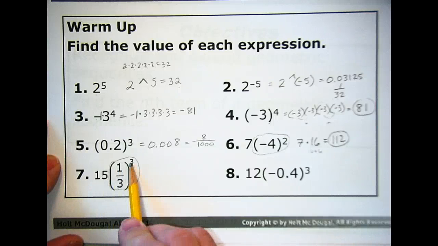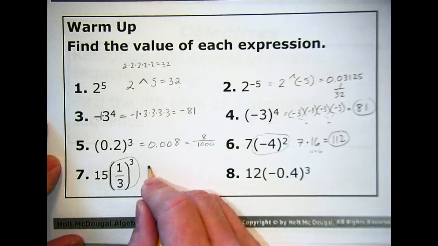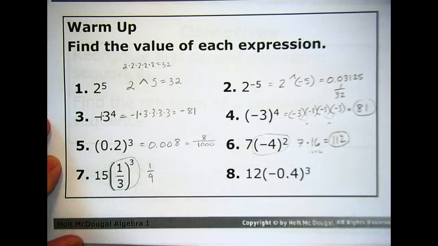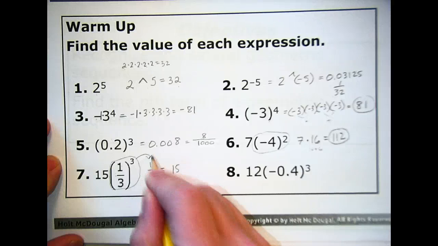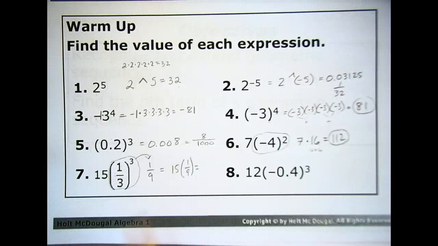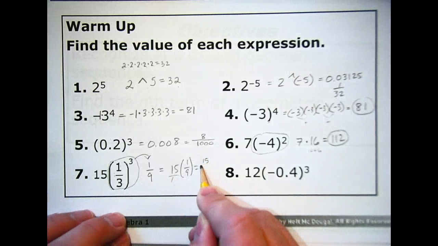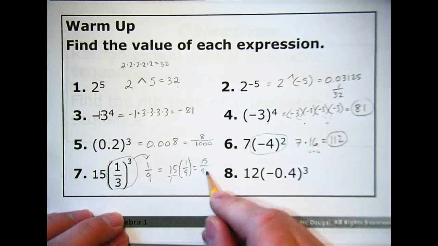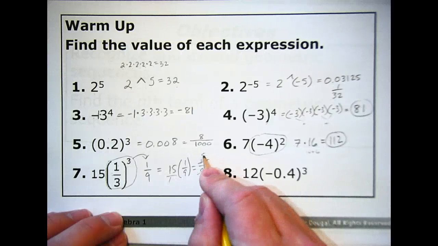All right, here we got to do the power first. Okay, so this gives us 1 to the third power and 3 to the third power, or 1/9. And we're multiplying that by 15. So we get 15 times 1/9. It's 15 ninths. Yeah, put a 1 under it. Get 15 over 9. What goes into both 15 and 9? 3. How many 3s here? 3. And how many 3s here? 5. So we get 5/3.